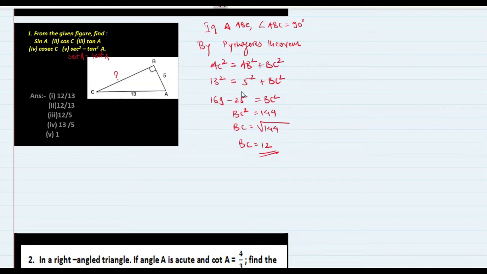Now we have found BC. Now let's focus on our trigonometrical ratios. The first trigonometrical ratio we have to find is sine of angle A. This is the first time I'm going to show you how to find sine of angle A. This is our reference angle, angle A, and sine, according to the mnemonic which I gave you earlier, is SOH CAH TOA. So I'm just going to write it here for our reference, CAH TOA.